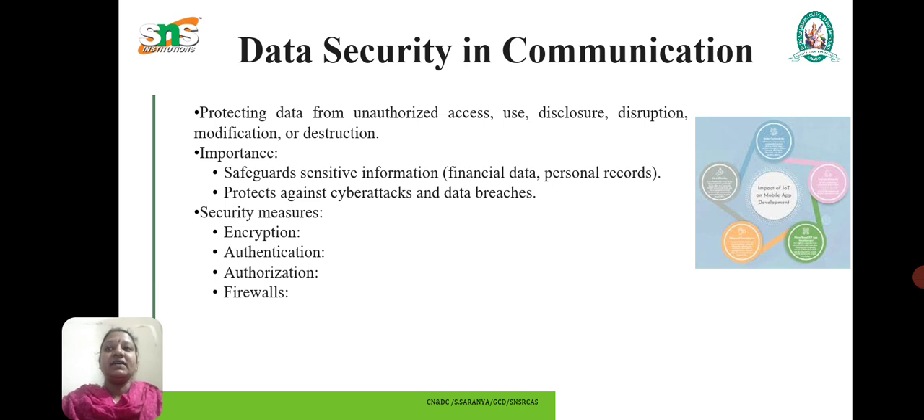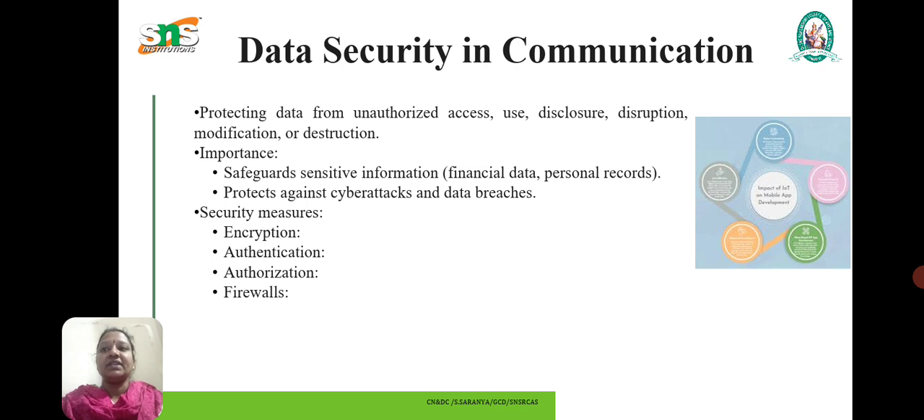In the digital world, protecting data from unauthorized access, use, and modification becomes critical. Implement measures to safeguard sensitive information like financial data, personal records, and intellectual property. Encryption. This process scrambles data using algorithms, making it unreadable to anyone who doesn't possess the decryption key. Encryption protects data in transit and at rest.